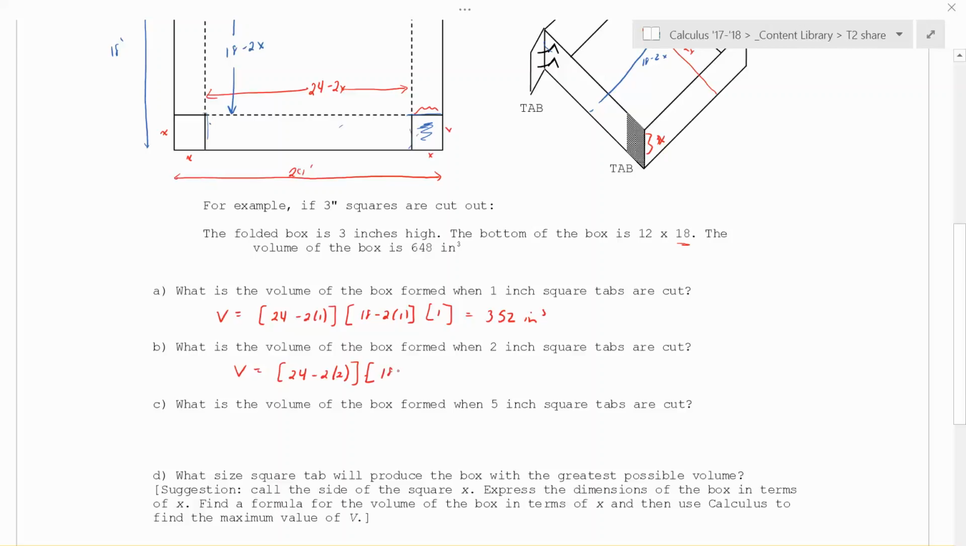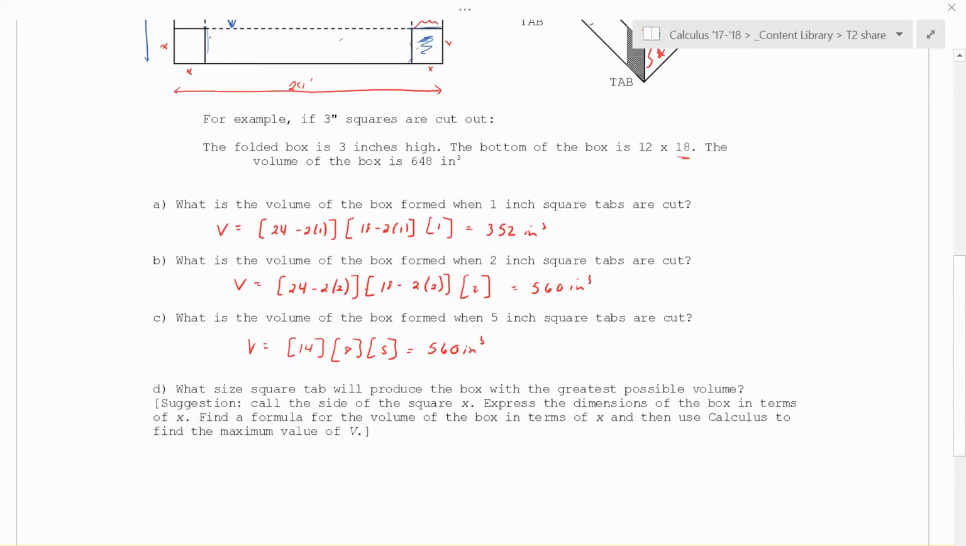Times 18 minus 2 2-inch edges times a height of 2, which is 560 cubic inches. And lastly, what's the volume of the box if a 5-inch tab is cut? Well, I'd have the volume equals 24 minus 2 5s, 18 minus 2 5s, times 5 gives me 560 cubic inches.